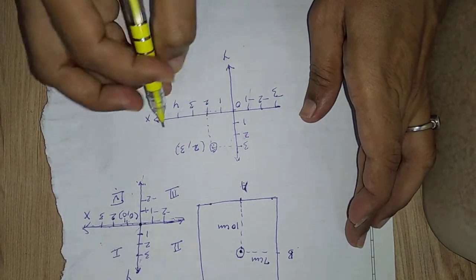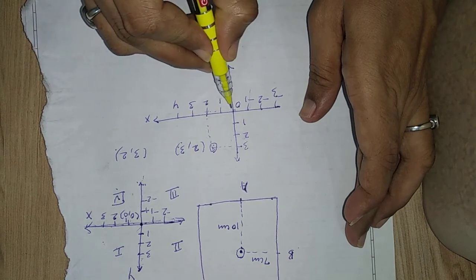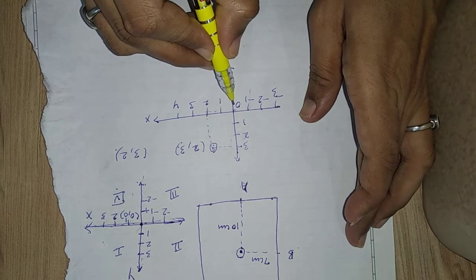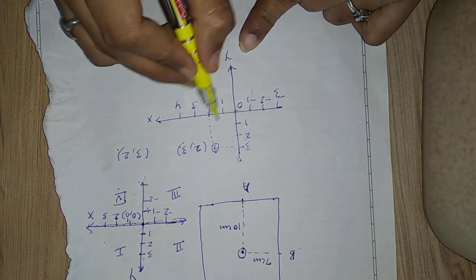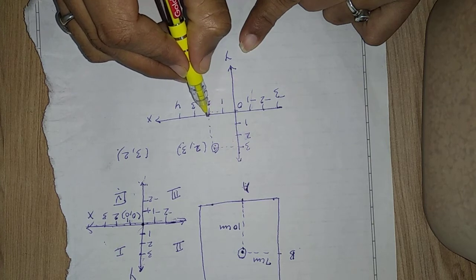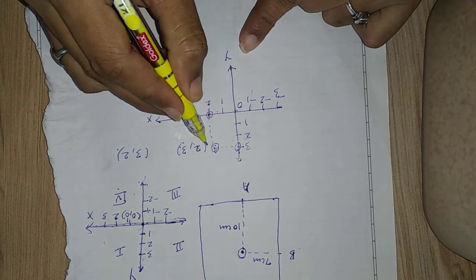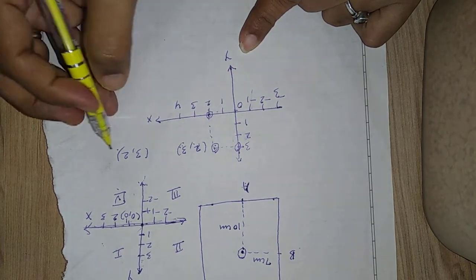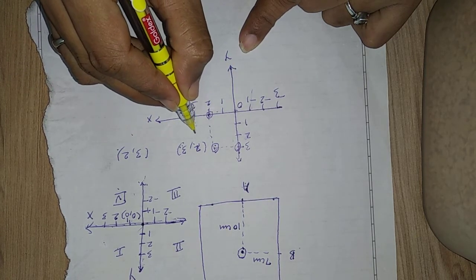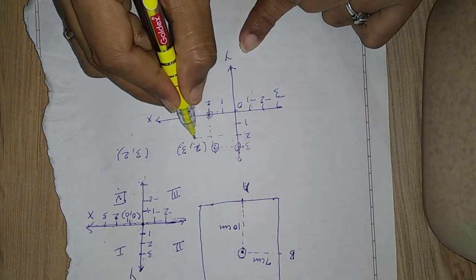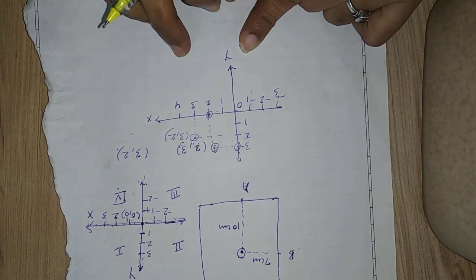Remember, 3, 2 is different from 2, 3. We first represent the x coordinate. Its position on the x-axis is 2 and its position on the y-axis is 3. So its coordinates are 2, 3, not 3, 2. If we write 3, 2, it means its position on the x-axis is 3 and on the y-axis is 2. So this is 3, 2 and this coordinate is 2, 3.